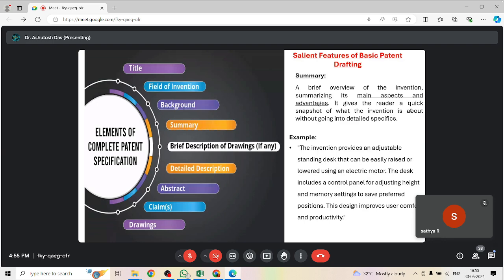All improvements should be specific. For example, the invention provides an adjustable standing desk, easily raised or lowered using an electric motor. The desk includes a control panel for adjusting height and a memory setting to save the preferred position. The design improves user comfort and productivity. And this is the content. You have to write more details about that summary.